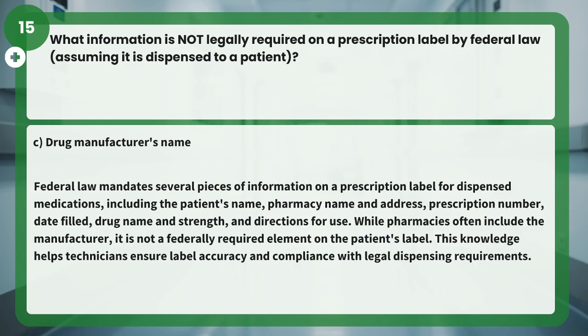Answer C. Drug manufacturer's name. Federal law mandates several pieces of information on a prescription label for dispensed medications, including the patient's name, pharmacy name and address, prescription number, date filled, drug name and strength, and directions for use. While pharmacies often include the manufacturer, it is not a federally required element on the patient's label. This knowledge helps technicians ensure label accuracy and compliance with legal dispensing requirements.